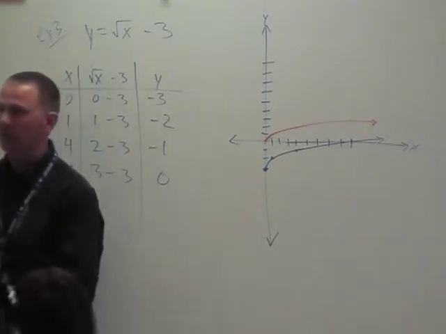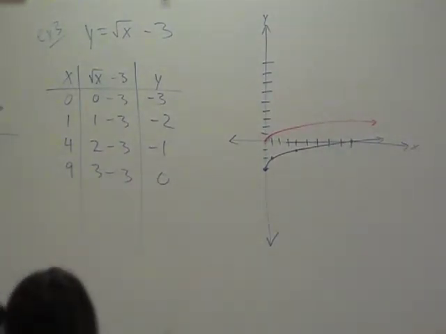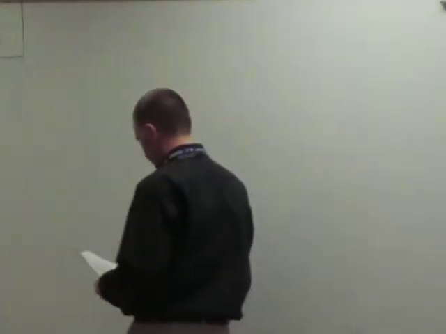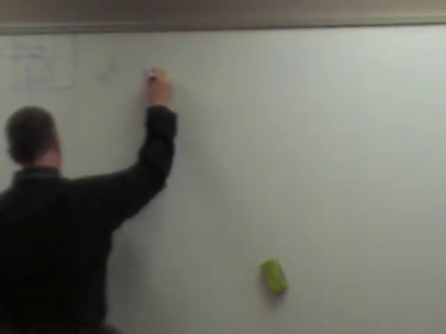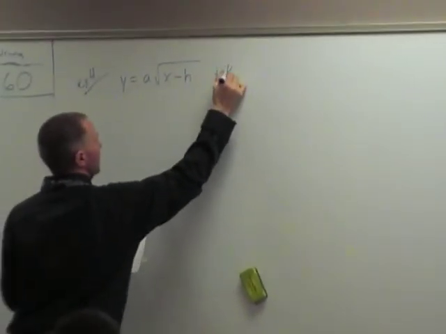Which is what's bringing me to example 4. But can anybody think of anything? Maybe too soon. Let's look at example 4. y equals a times the square root of x minus h, plus k on the outside.